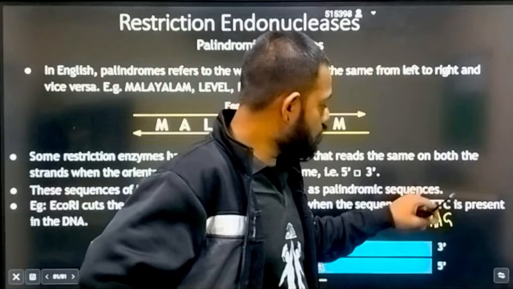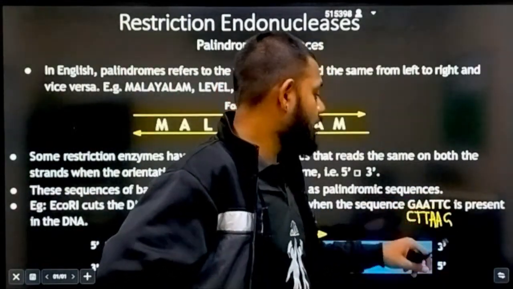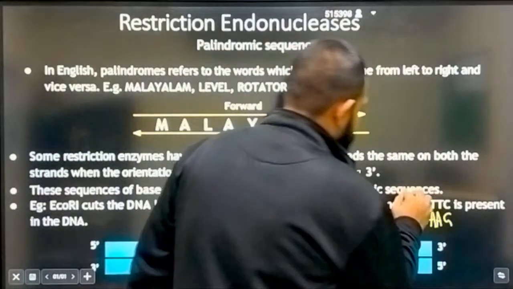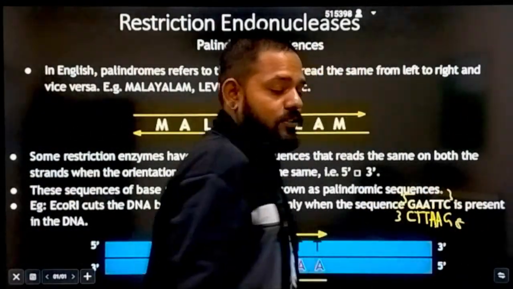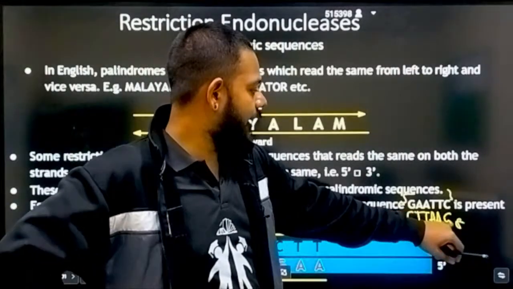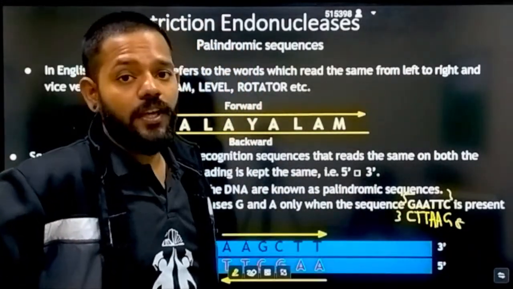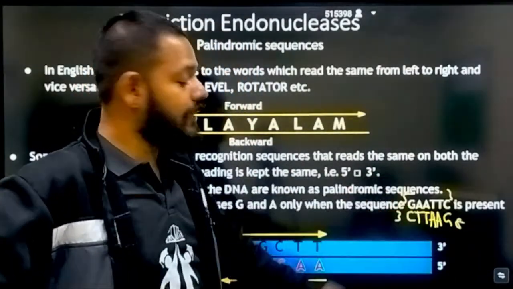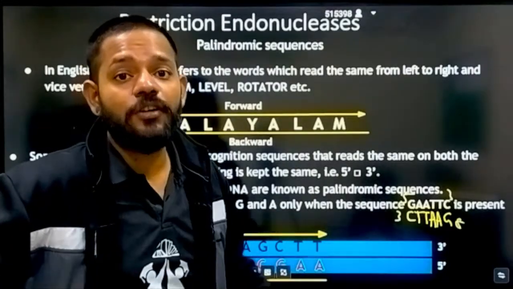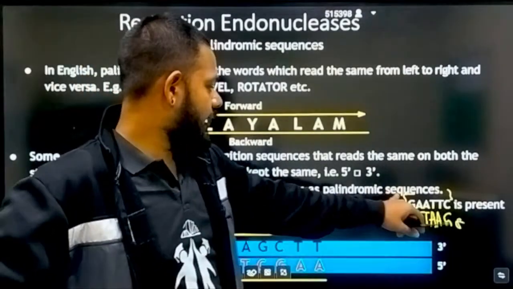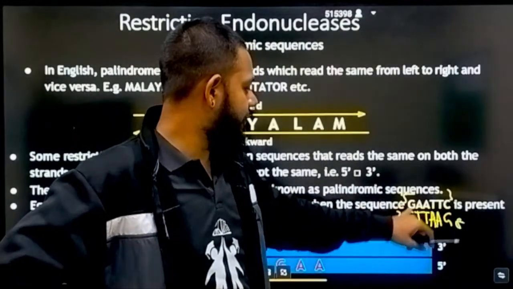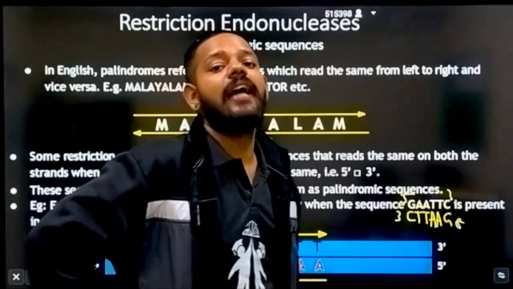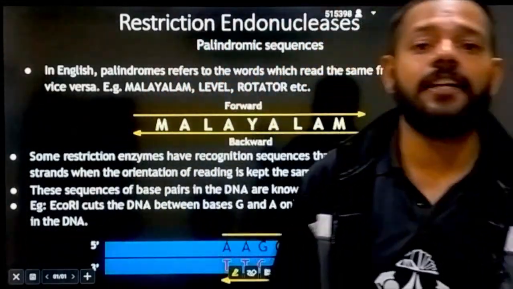Okay, now when you make a palindromic sequence on the opposite strand, if it is 5 to 3, then it will be 3 to 5. Okay, so it will be CTTAAG, opposite, same. Okay, on the opposite strand the same sequence is there, but you have to read from backward. अगर यहाँ से G से C पढ़ रहे हो तो उसको उल्टा पढ़ो, CTTAAG, तो नीचे वही सीक्वेंस तुम्हें दिखेगा. दैट इज पैलिंड्रोमिक सीक्वेंस कटिंग.